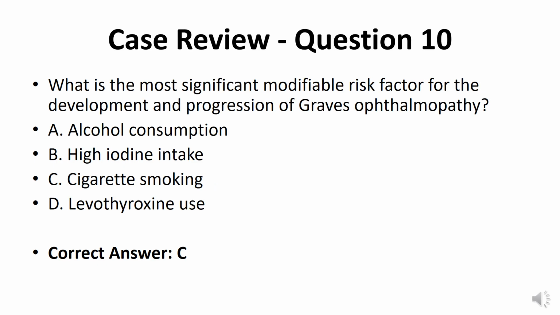This question focuses on Graves' ophthalmopathy, one of the most distinctive and clinically important complications of Graves' disease. The correct answer is C, cigarette smoking. Graves' disease is an autoimmune disorder in which thyroid-stimulating immunoglobulins activate the TSH receptor and drive excessive thyroid hormone production.